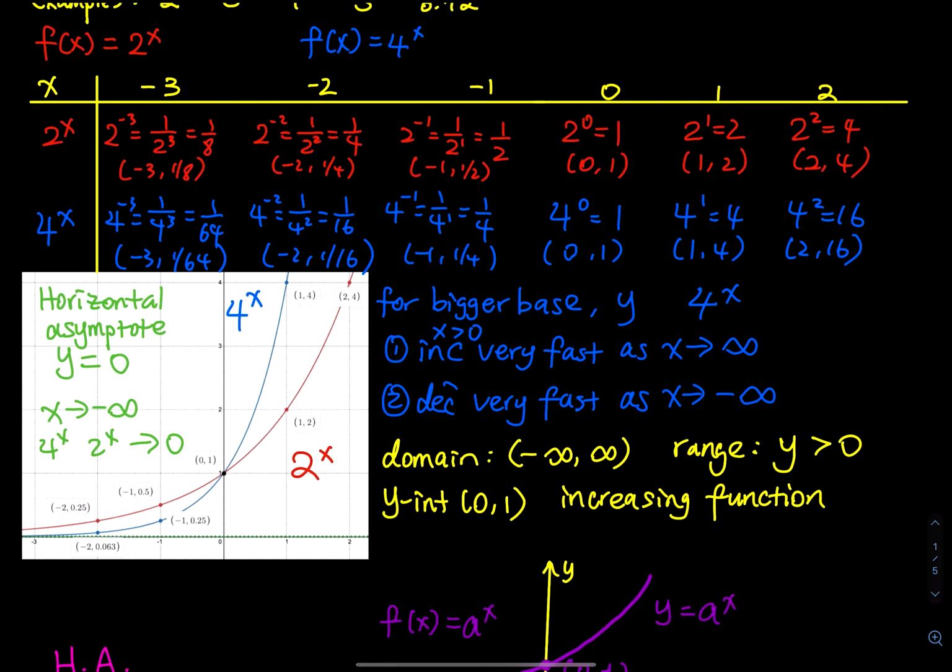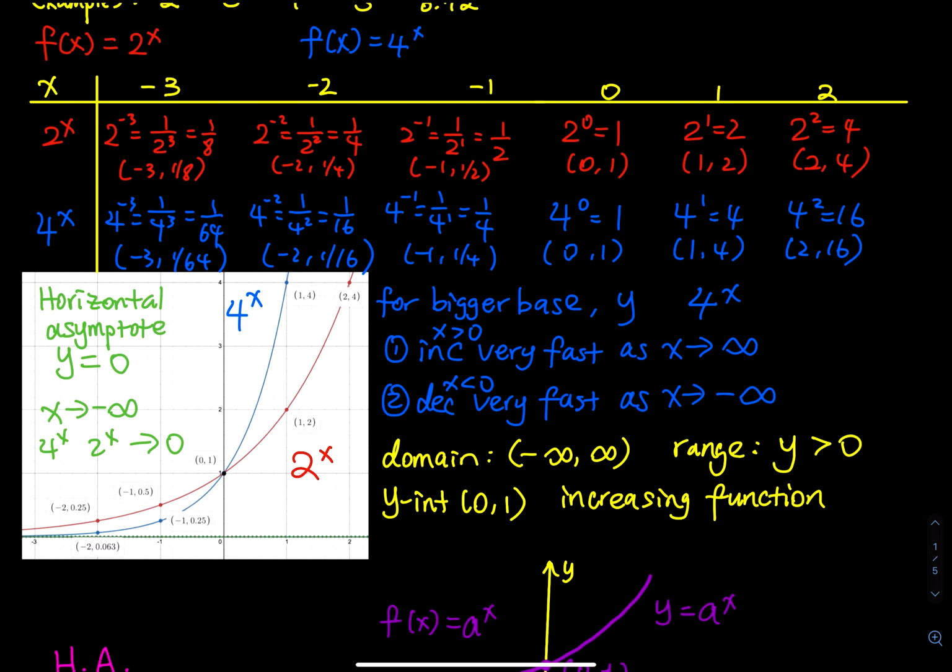How about when x is less than 0? On the left-hand side of the y-axis, do you see that the blue function decreases so much faster compared to the red function as x goes to negative infinity? For both functions, the domain is all real numbers. You are choosing an exponent; you can choose whatever you want: positive, negative, and 0. The range for both functions is above the x-axis, so that means y is greater than 0.